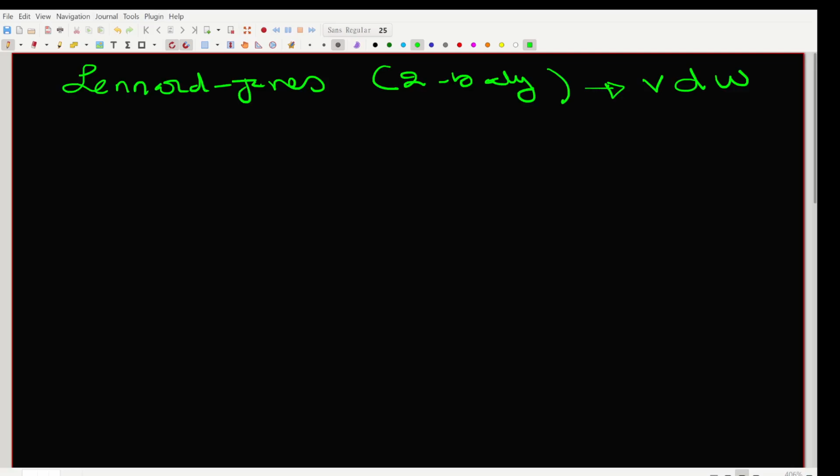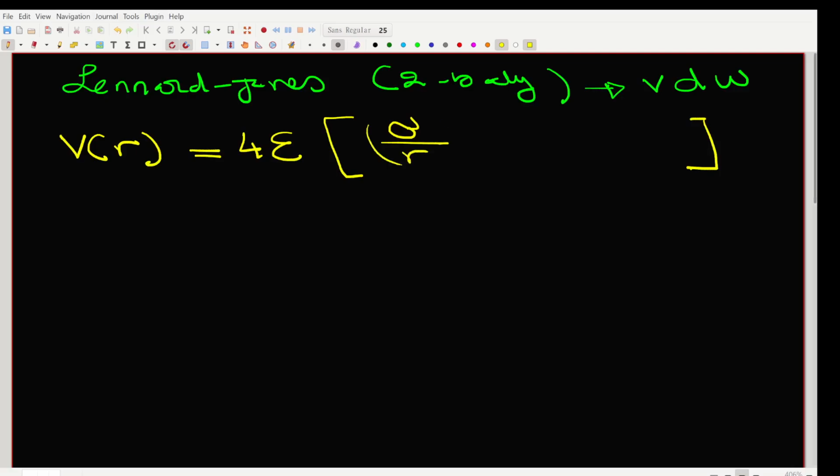There are several ways to write the Lennard-Jones potential expression mathematically, but we will write it using one of the most famous forms. It says that the potential energy as a function of distance between two particles is 4 times epsilon times a big bracket that has two terms. The first is a positive term, sigma over r raised to power 12, and another negative term, sigma over r raised to power 6.